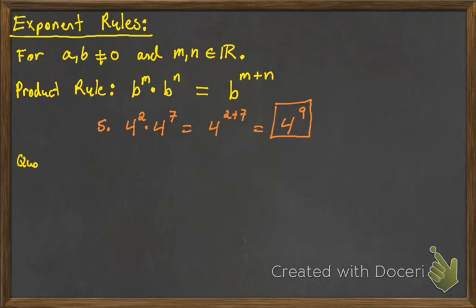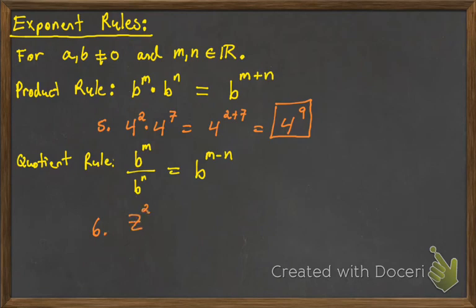Okay. Now the quotient rule is going to involve a quotient or a fraction. So that's going to be B to the M divided by B to the N, and you're going to subtract your exponents. So it's the top exponent minus the bottom exponent. So B to the M divided by B to the N is equal to B to the M minus N. So you subtract your exponents. Example number 6, Z to the 20th over Z to the 4th. It's going to be Z to the 20 minus 4 using your quotient rule, which is going to be Z to the 16th power there.